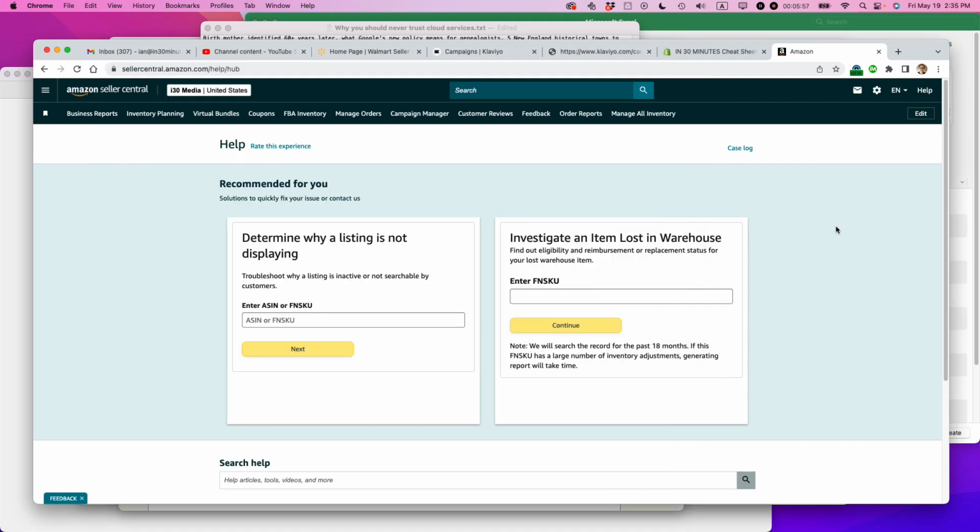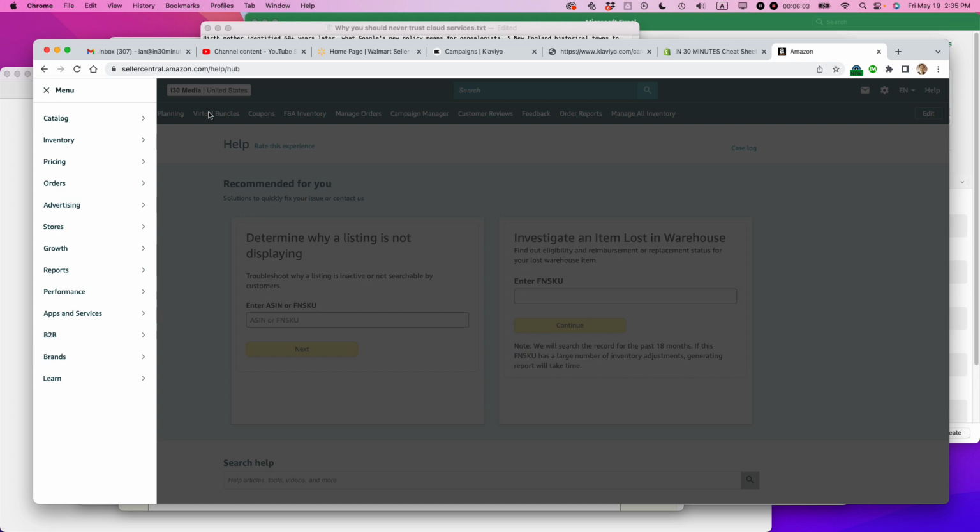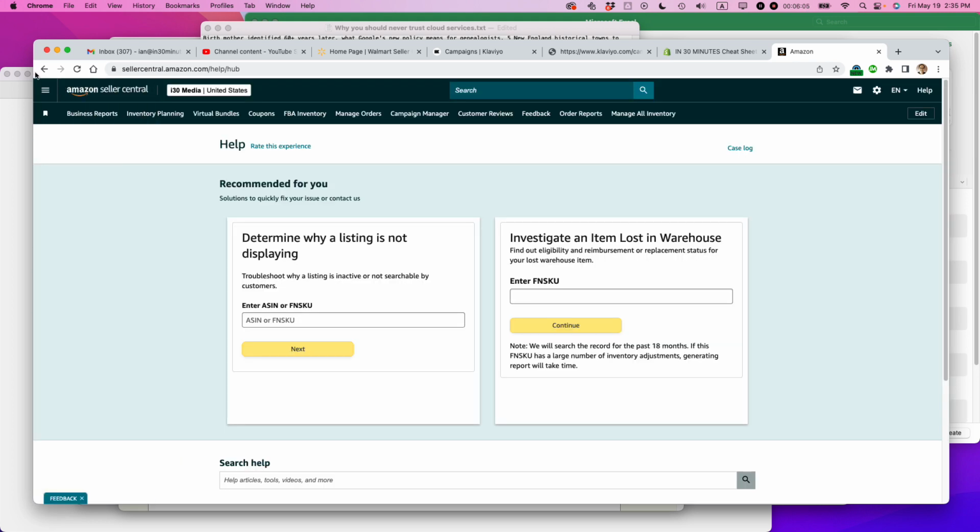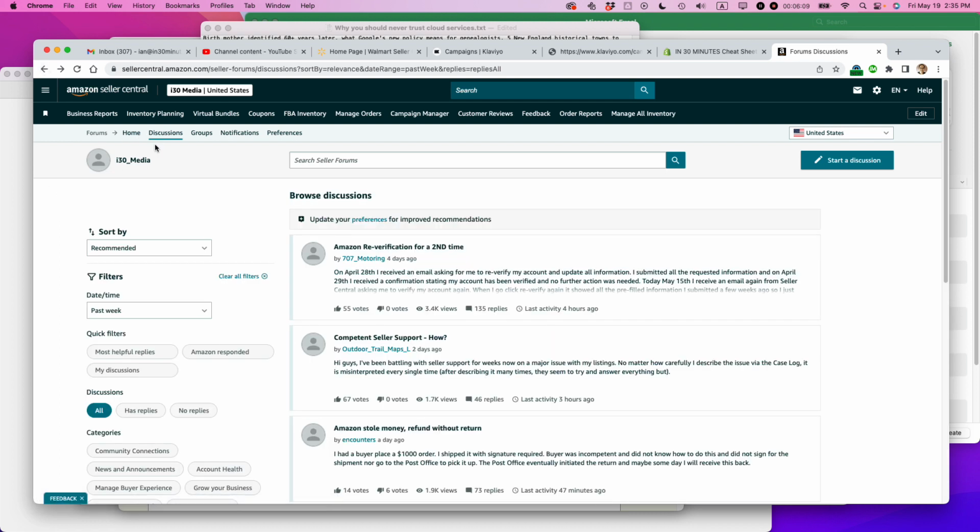Finally, if you do go to Amazon Seller Central, you are able to log into your account. You can go to the seller forums. And let's see where that is. Yeah, it's under forums home discussions. So you should be able to access the discussions, and I've seen people starting a discussion and talking about account suspension. That way somebody at Amazon will definitely see that and may have some more specific advice about what to do.